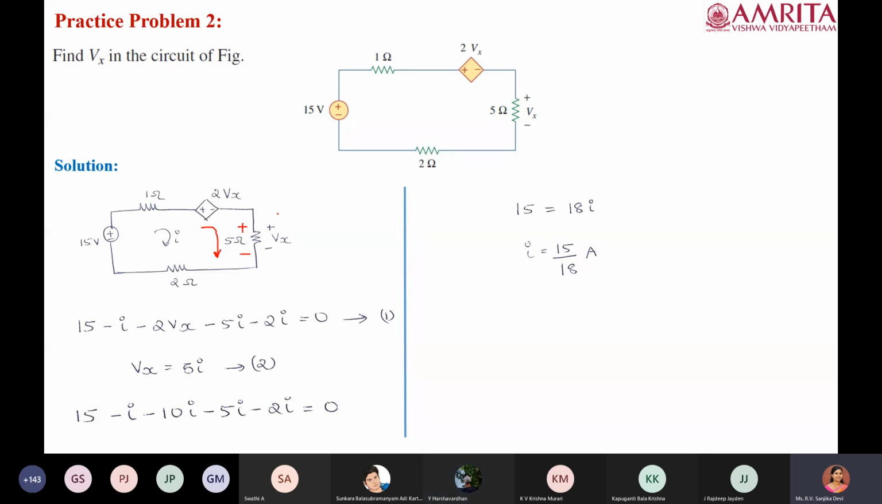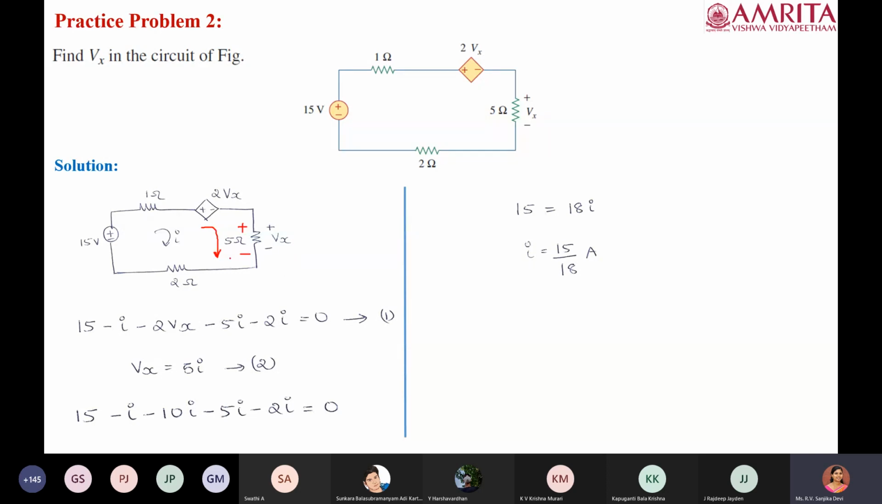Final answer should remain the same. See, taking the current direction is not a problem. Only thing is that in your case, you will get I to be negative, but overall final Vx will be positive for you, right? Which student is asking the doubt? No, ma'am, it's not positive because I value will be positive and minus of 5i, right? So it will be negative, right? Vx. No. Okay, so let me complete this and I will tell you.